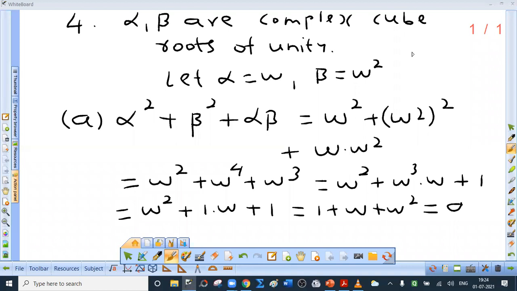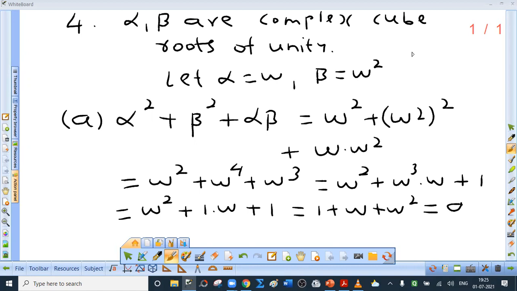Fourth question, if alpha and beta are the complex cube roots of unity, then show that first part, alpha square plus beta square plus alpha beta equal to 0. I'm telling you shortcut method. If your college teacher doesn't approve this, I'll tell you another method. See, alpha beta are given to be complex cube roots, right? So I can say alpha equal to omega, so that beta will be omega square.